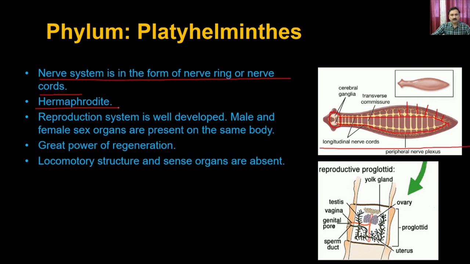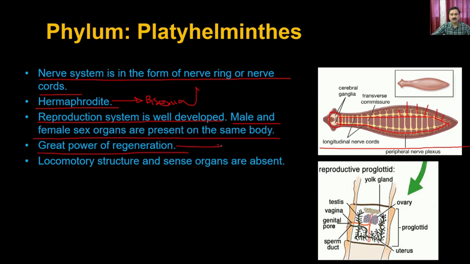Organisms belonging to the phylum Platyhelminthes are hermaphrodites, which means they are bisexual. Reproduction is well developed. The male and female sex organs are present on the same body. It has a great power of regeneration. This is the reproductive system, where you have the female reproductive organs, the ovary, and the male reproductive organs like the testes, present on the same body.